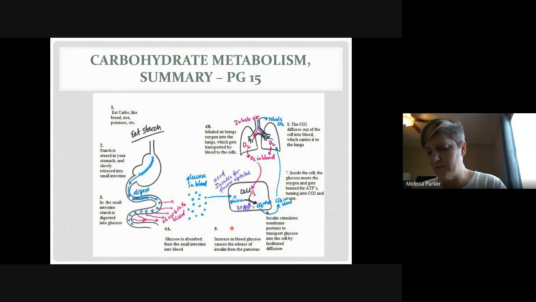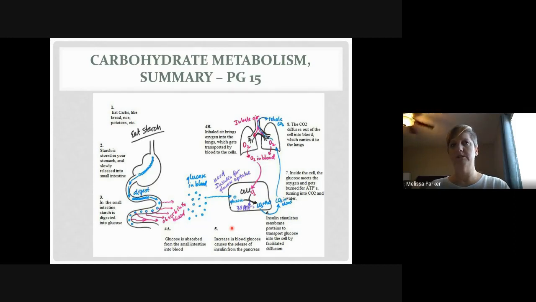Number two says, what do you think will happen and how would this diagram change if oxygen could not get into the cells? So remember, we have to have oxygen in order to burn glucose, okay? So without O2, we're going to be working under anaerobic cellular respiration. And if you remember when we talked about anaerobic respiration, we're limited to the amount of ATP that we can create. We can only create two.